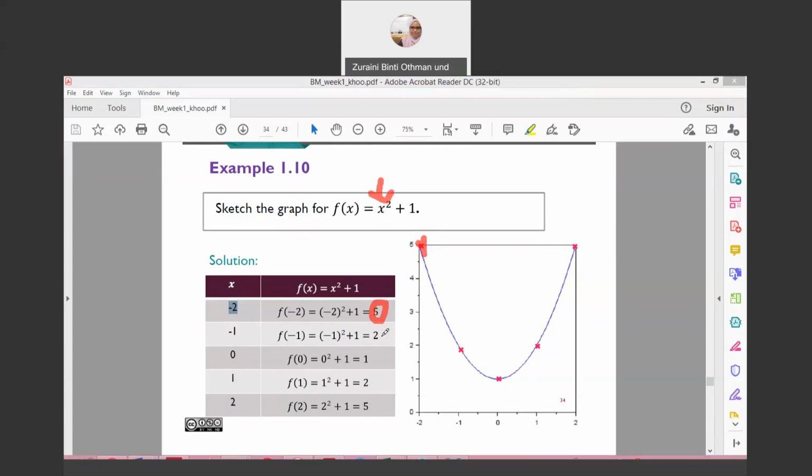Okay, for negative 1, here negative 1 square plus 1, so it is 2. Okay, so for 0, we plot it is 1. Masukkan 0, 0 dalam equation ni. Okay, maksudnya macam tu lah untuk 1 and 2. Okay, so here we plot it. Then we can draw the line here, and we get the quadratic graph. This is how we sketch the graph manually.